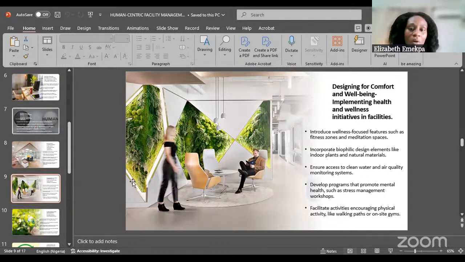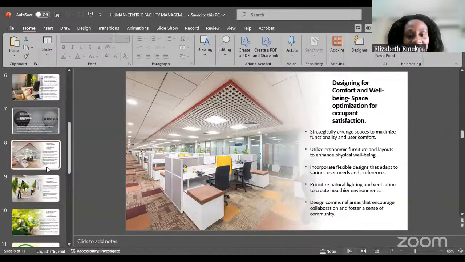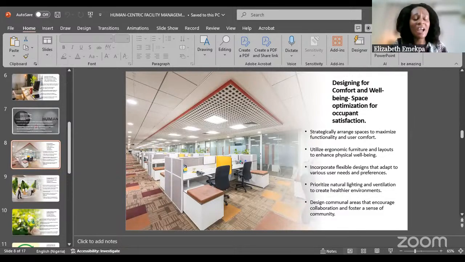All right, so this still goes on to their comfort. Sorry, can you go to the previous slide, please? There's something I quickly need to pick out. Yes, so utilize ergonomic furniture and layouts to enhance physical well-being. Please don't give me a chair that I have to be kneeling and bending my neck when I'm using the table, when I'm trying to work. Give me something comfortable. Provide comfort for your users.